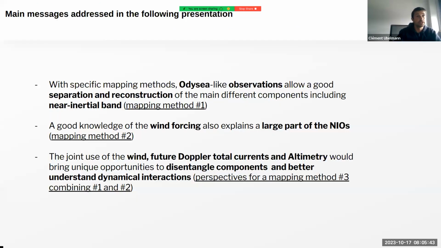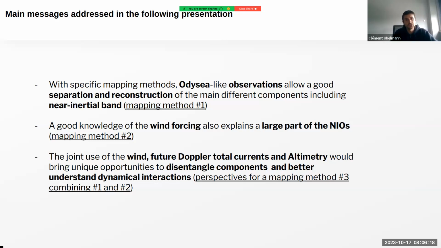And what we want to show today, the main message, is that first, with specific mapping methods, Odyssey-like observations allow good separation and reconstruction of the main different components, including the inertial band at high frequencies. On top of that, a good knowledge of the wind forcing, even the wind forcing that we have today, typically from ERA5, also explains a large part of the NIOs. And Jinbo will go over this, showing really some opportunities for NIO with Odyssey in this subject.